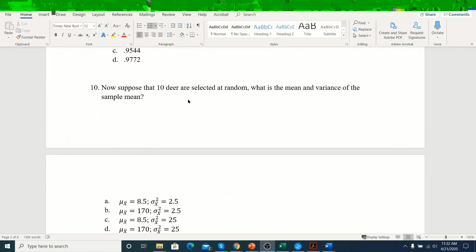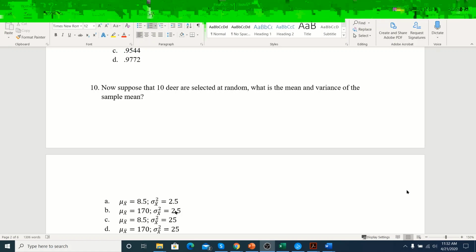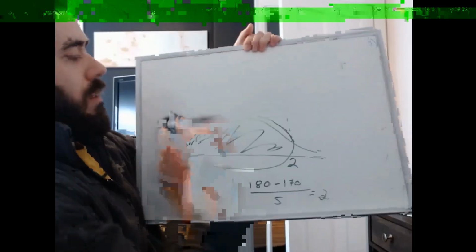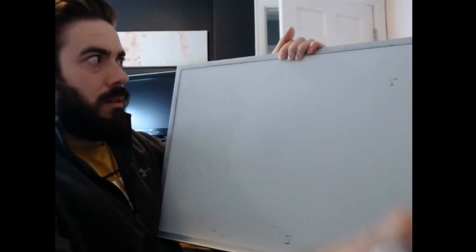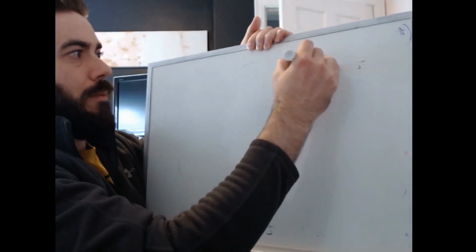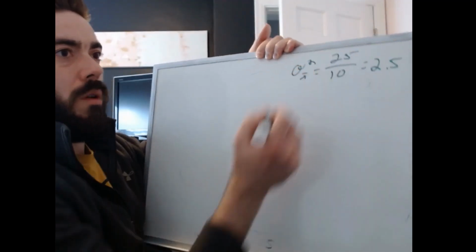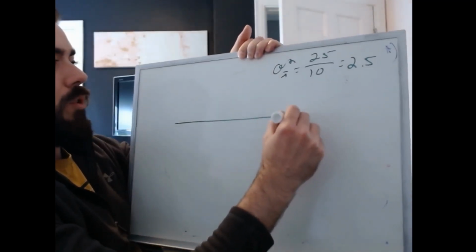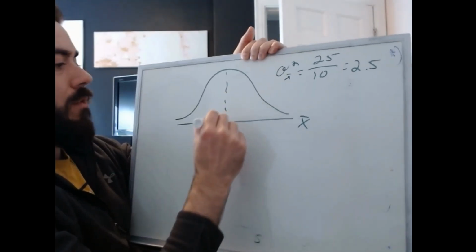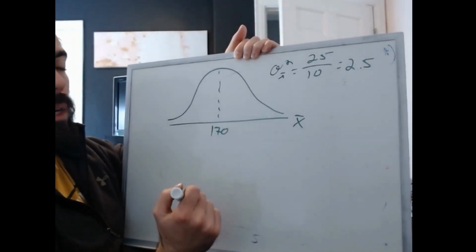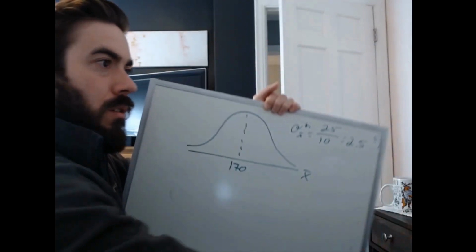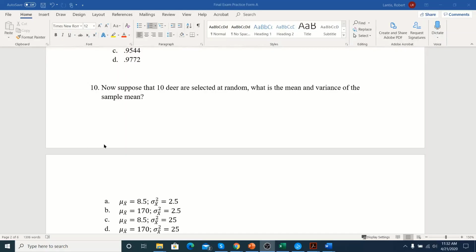So here in this problem, the mean of my sample means will be whatever the mean of the data I'm sampling from was, so 170. But the variance is going to be whatever the original variance was divided by the sample size. So here, the variance of my sample means is the original population variance of 25 divided by 10, or 2.5. But when I'm looking at this distribution of sample means, it's still centered around that population mean of 170. So the answer there is 170 and 2.5.